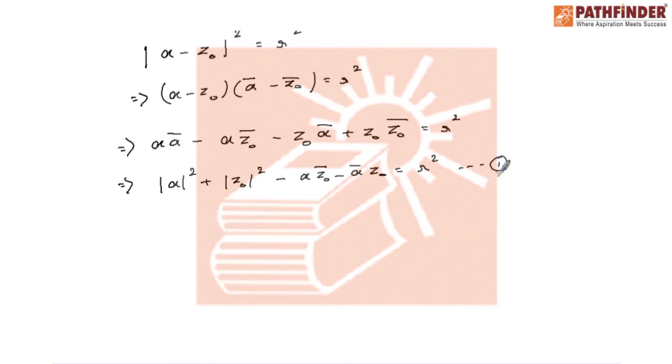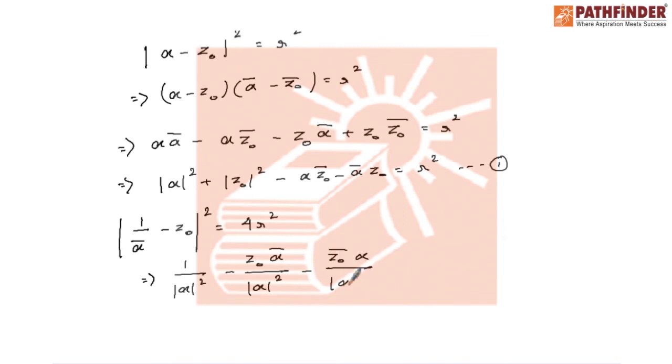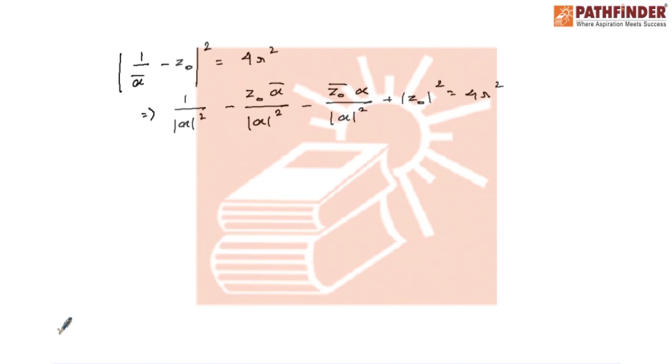Also 1 by alpha bar lies on the second circle that was given, so we have mod of (1 by alpha bar minus z naught) whole squared equal to 4r square, which implies that on simplification we will get 1 by mod alpha squared minus z naught alpha bar by mod alpha squared minus z naught bar alpha by mod alpha square plus mod z naught squared equal to 4r squared, which can be simplified as 1 plus mod alpha square mod z naught square minus z naught alpha bar minus z naught bar alpha equal to 4r square times mod alpha square, which is the second equation.